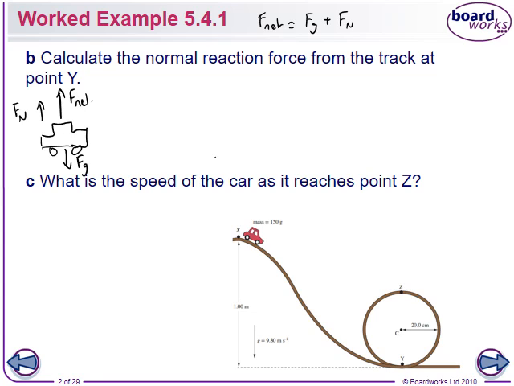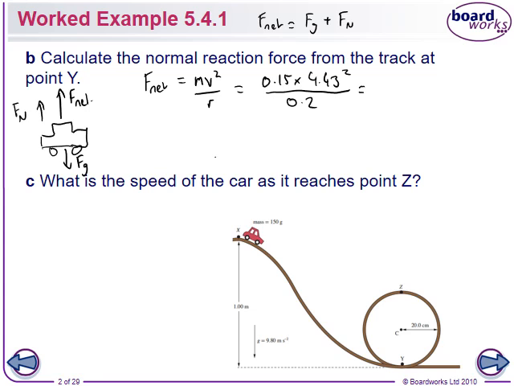So we want to get Fn, so we need Fnet first. So Fnet is equal to mv squared on r. Remember that equation? So 0.15 multiplied by, what was our speed? 4.43. Yes. On a radius of 0.2. And I think that was 14.7.